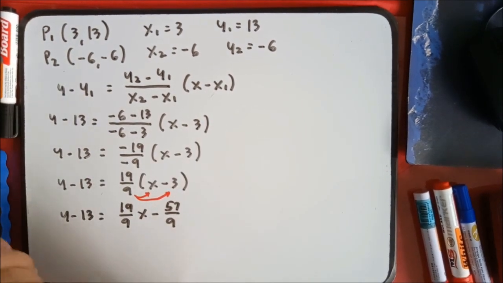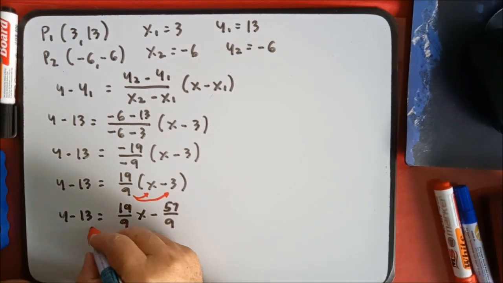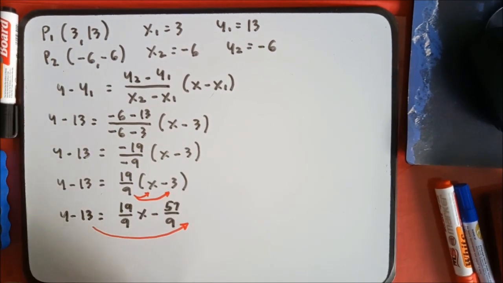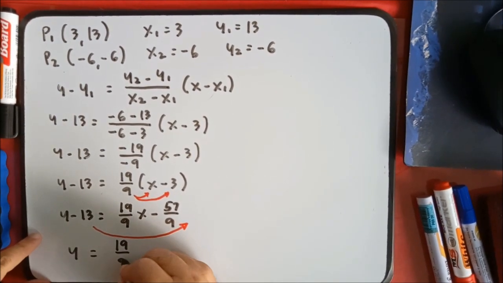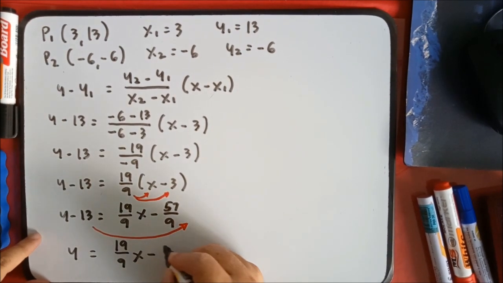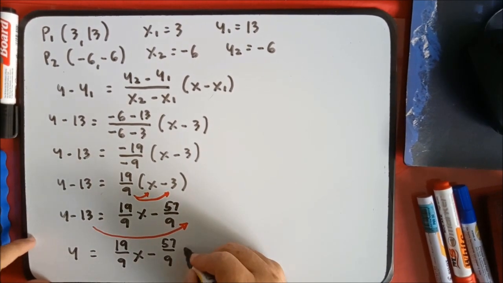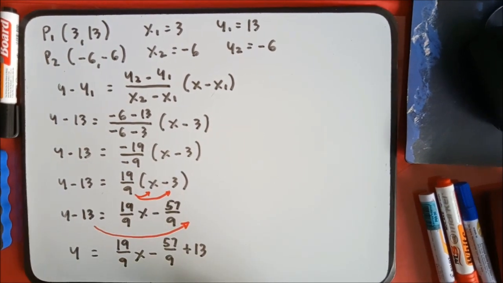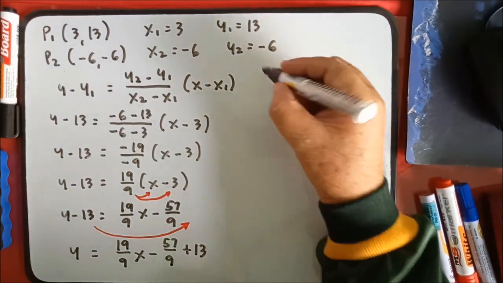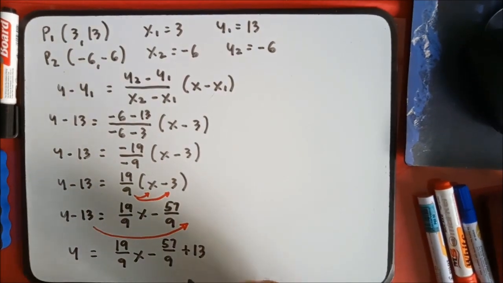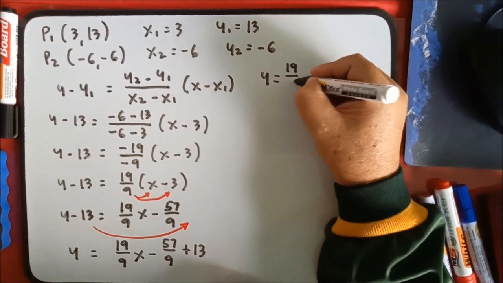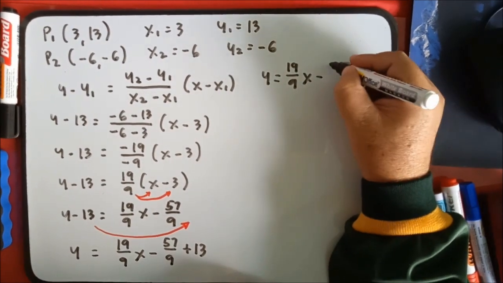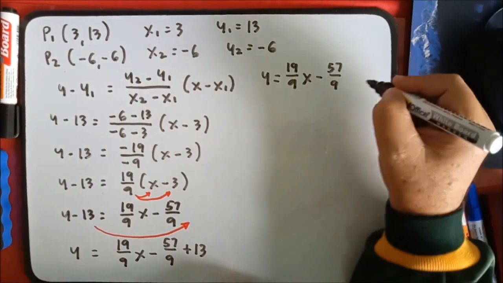Again, you have to transpose this. Transpose the 13 to the other side. What will become of your equation? y is equals to 19 over 9 x minus 57 over 9 plus 13. Now, ito tayo sa kabila. Convert 13 to a similar fraction. Okay, so y is equals to 19 over 9 x minus 57 over 9 plus.